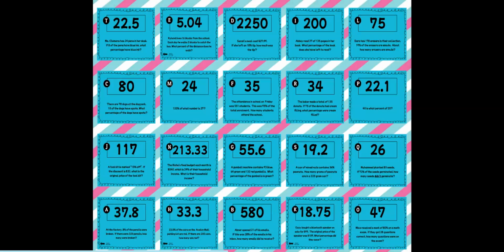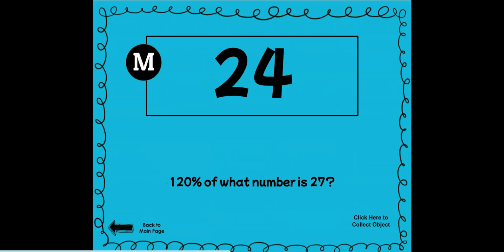This is the board. So if I click on M, for example, so you can start wherever you want. If I click on M, it takes me to this question. It says 120% of what number is 27? So I would find my answer. Whatever my answer is, I'll record that on my sheet. Down here in the bottom right, I would click on that to collect the object that fell out of my book bag. And once I have that recorded, I go down to the arrow on the left and I click that and it'll take me back to the main page.